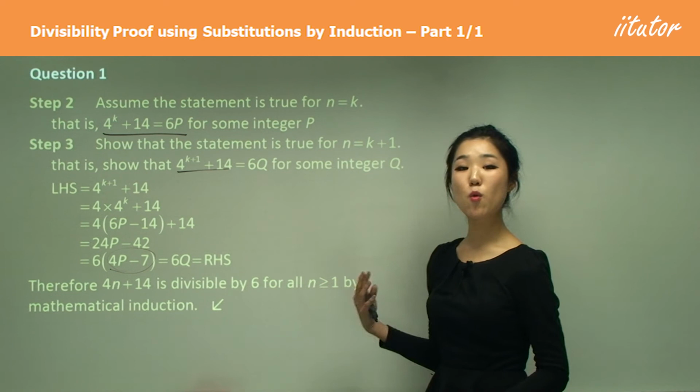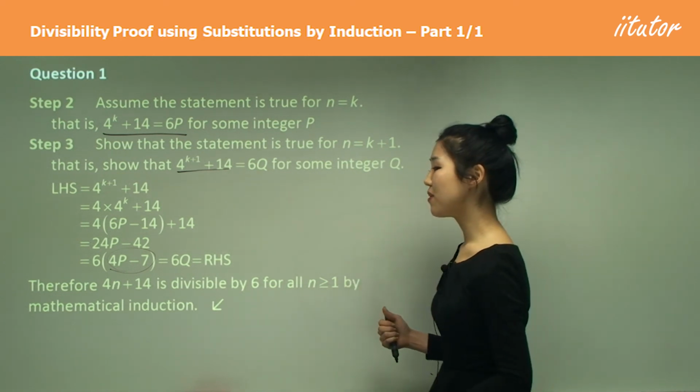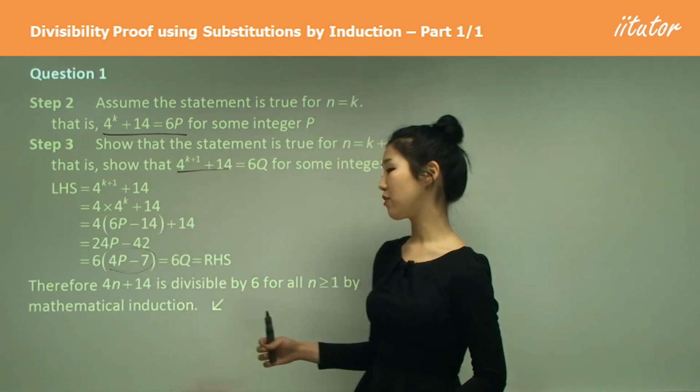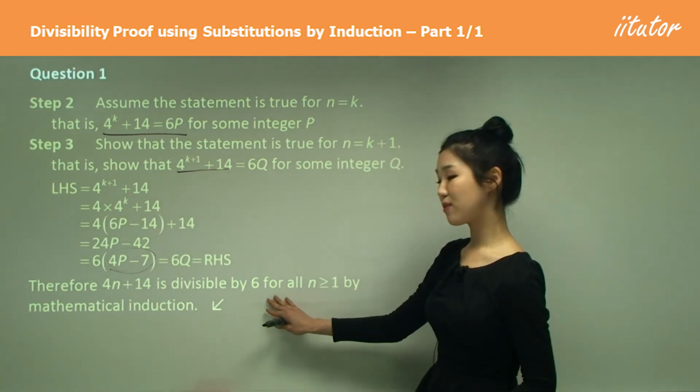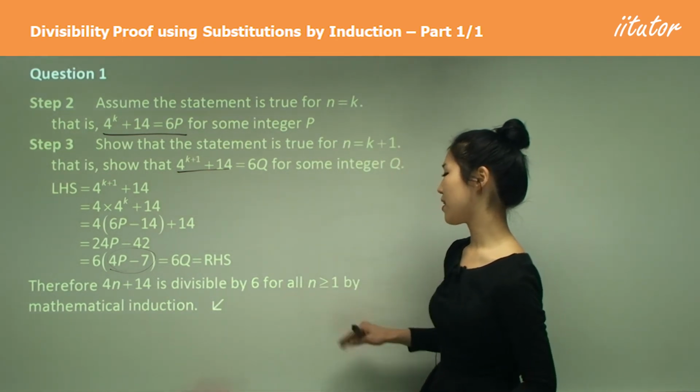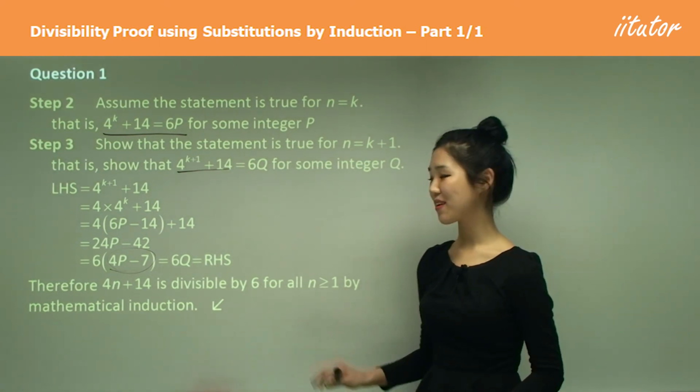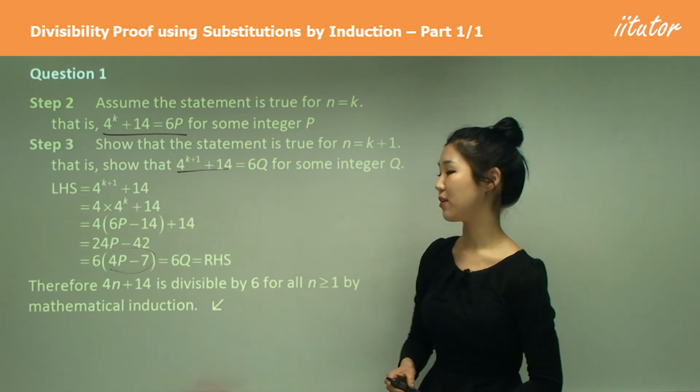So therefore, always make a conclusion in your induction. Therefore 4 to the power of n plus 14, which was the original question, is divisible by 6 for all n greater than or equal to 1 by mathematical induction. And that's pretty much it. Okay, so again, always remember to give yourself a little conclusion.